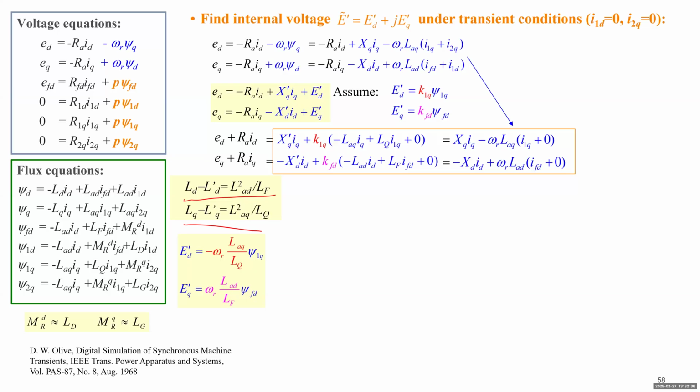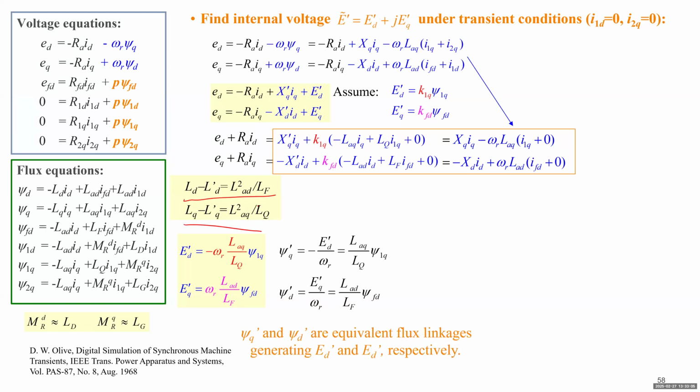So when you solve the two equations in the box about the K1Q and the KFD, the right part will be the K1Q and the pink part will be the KFD. And you can also define psi Q prime as the internal flux linkage in the Q axis, and psi D prime as the internal flux linkage in the D axis. So there are some equivalent flux linkages that induce the E single prime.